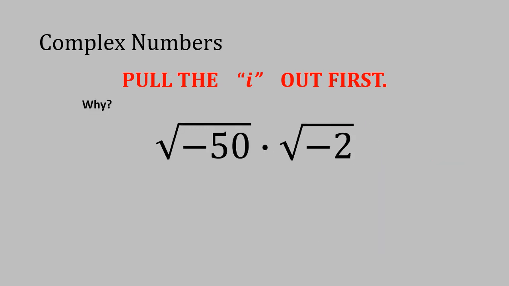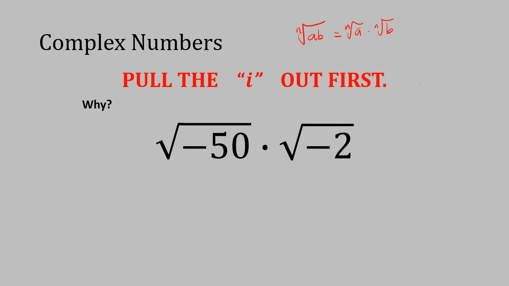Now, why is it important that we pull the i out first? Well, you might think, based on this rule for radicals, we know that the nth root of AB is the same thing as the nth root of A times the nth root of B. That is only the case, though, with a stipulation to that rule: A and B are real numbers, actually positive real numbers. So what does this mean?